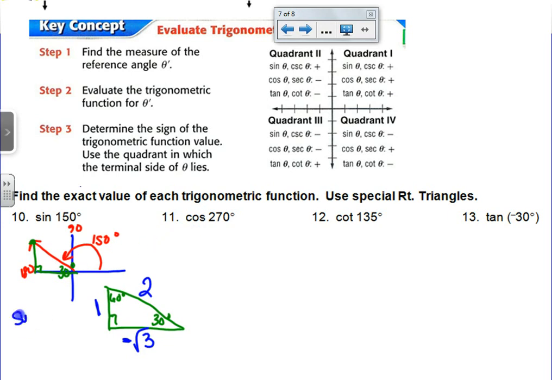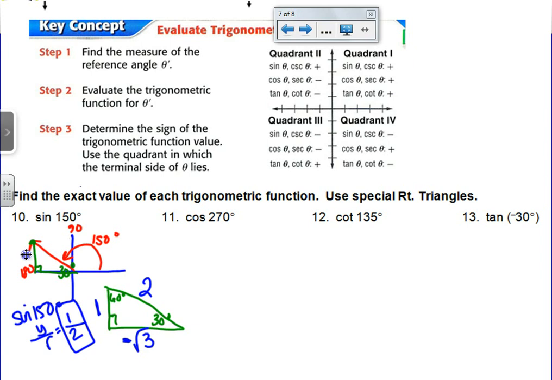I'm running out of room. How do you find sine? Okay, or you could use our new formula, y over r. So who's our y? Which one of these do you think is the y? 1, the one that goes up and down, right? Vertical. Who's the r? That's the x. 2. Very good.